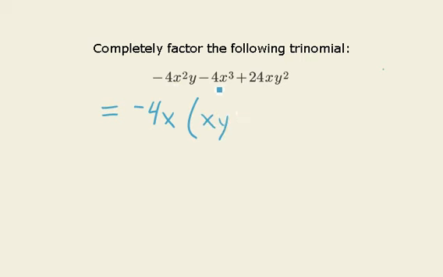I take a negative 4x out of this. The negative 4 goes away, so I have a positive now. One of those x's went away. I have an x squared. Take a negative 4x out of this. Negative 4 out of a positive 24 leaves me with a negative 6. Take out that x. I have a y squared there.